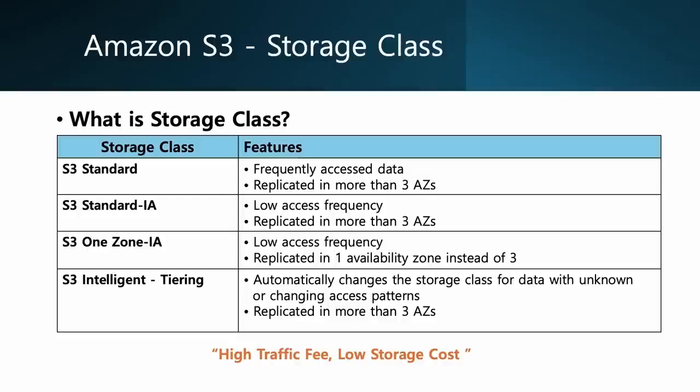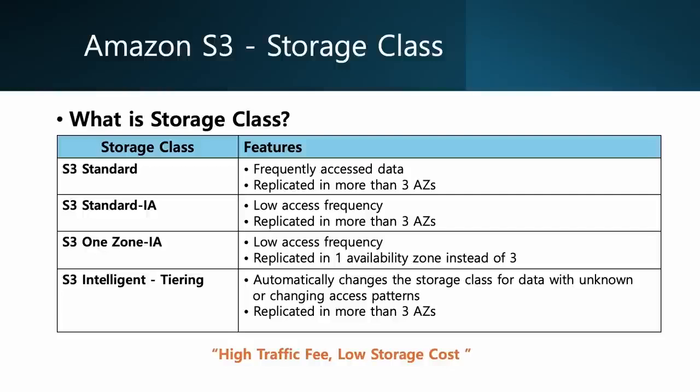Next is Standard IA. Standard IA has less frequent use of stored objects than Standard. This type also replicates objects to 3 or more AZs by default. Next is One Zone IA. Like Standard IA, objects are accessed less frequently. However, in this type, it is not replicated to 3 AZs, but only to 1 AZ. From Standard to IA and One Zone, the cost decreases as you go down.